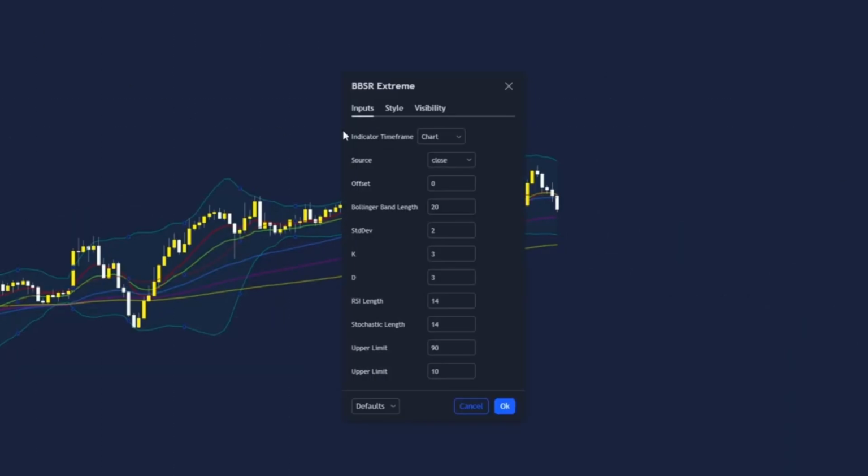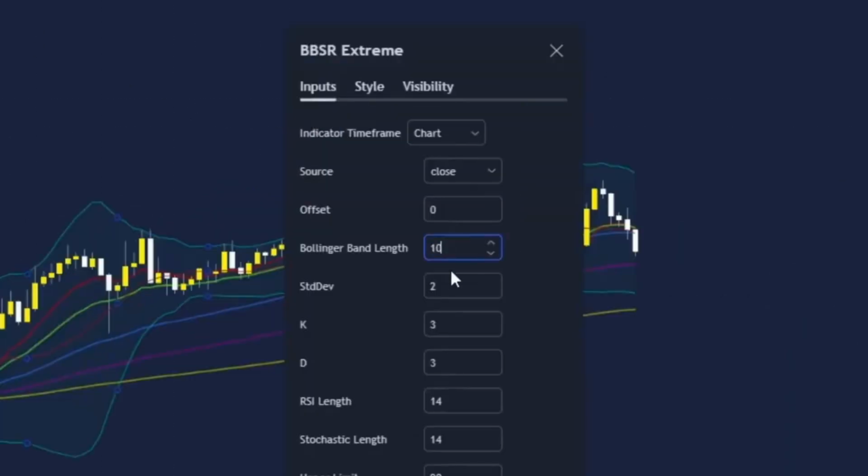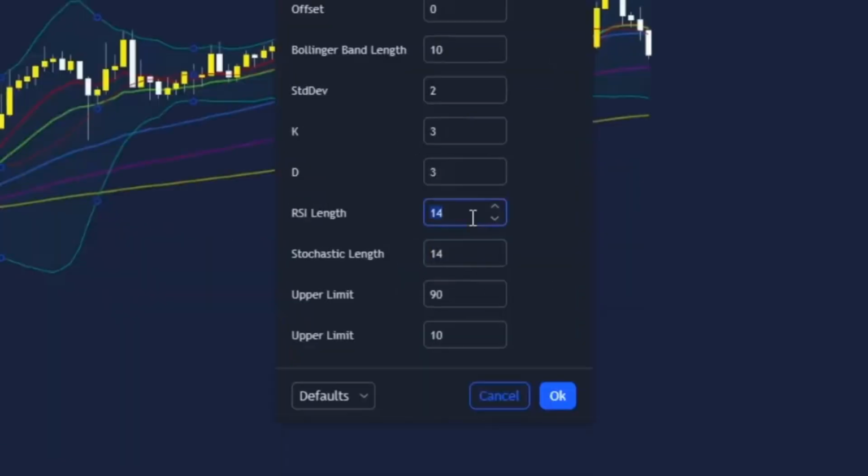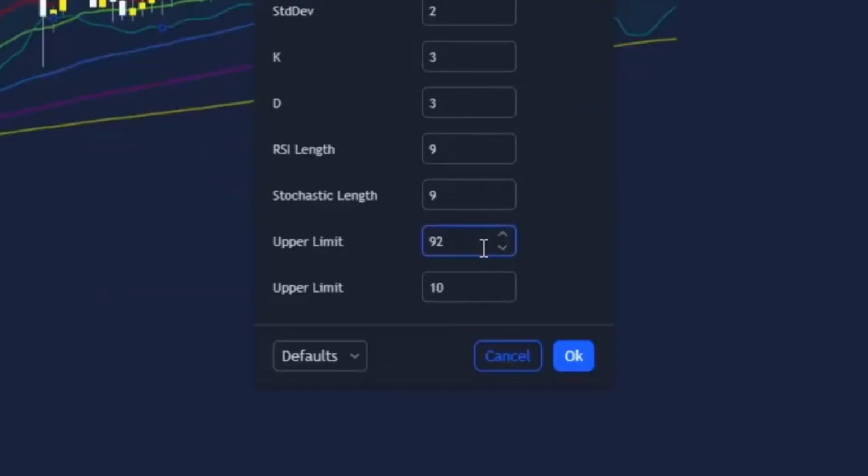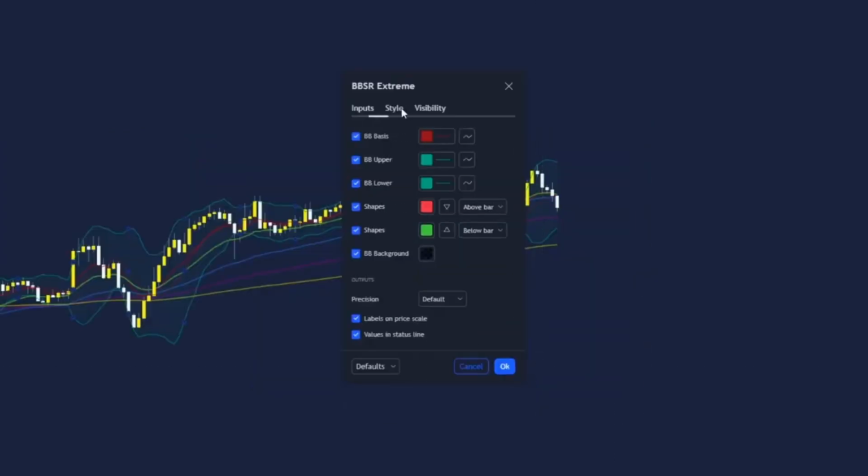Open the Bollinger Band indicator. In the input section, change the Bollinger Band length to 10. Change the RSI length to 9. We'll also change the stochastic length to 9 and change the upper limit to 92 and the lower limit to 8. Finally, on style, untick BB basis upper and lower, as we won't be using these settings for the strategy.